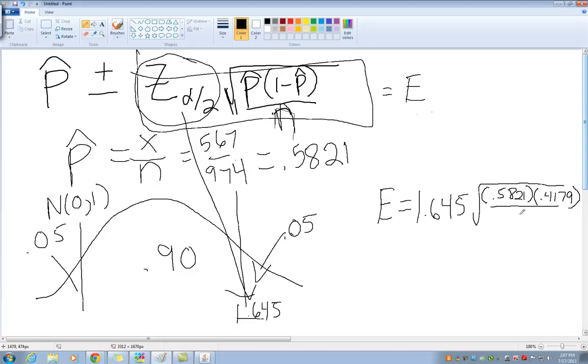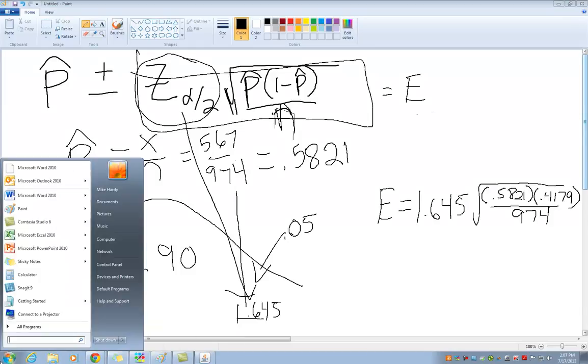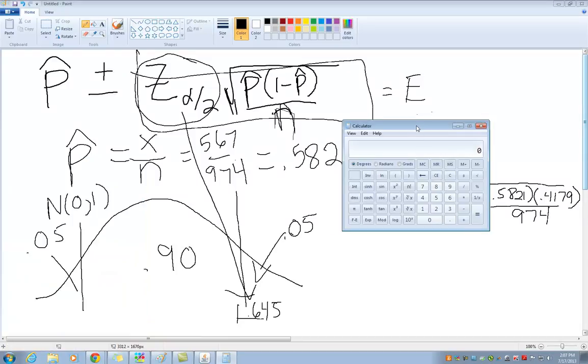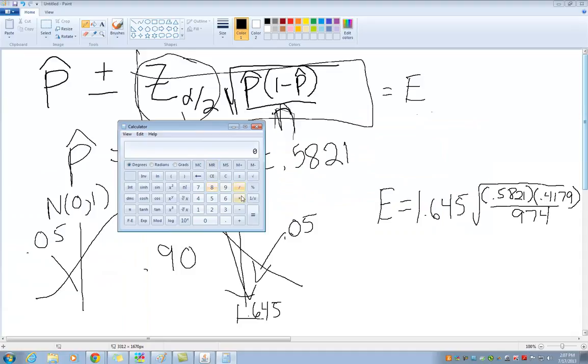And our n is still 974. So this calculation, when we do it, will produce our maximum error of estimate, or our E, as it were. Okay, let's get the calculator out again. Let's enter some things here. I'm going to first of all deal with what's underneath the square root and multiply by this guy last. The calculator will behave better that way.